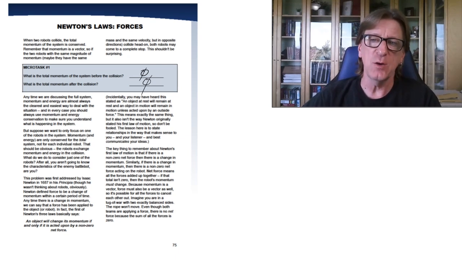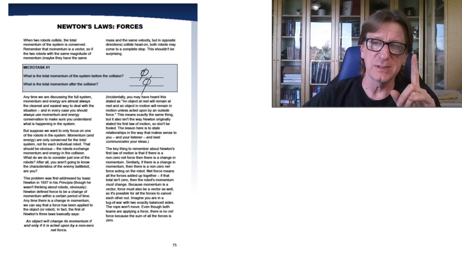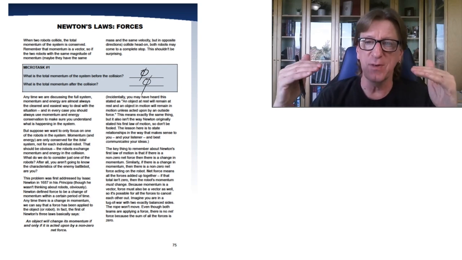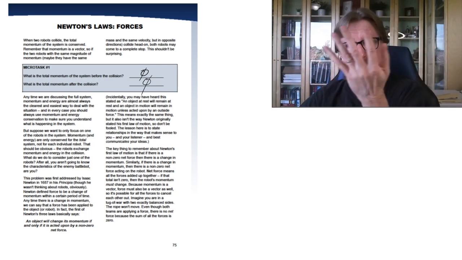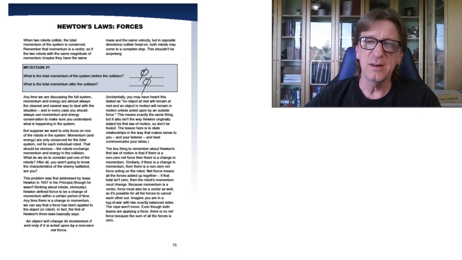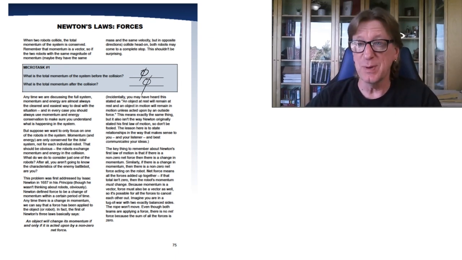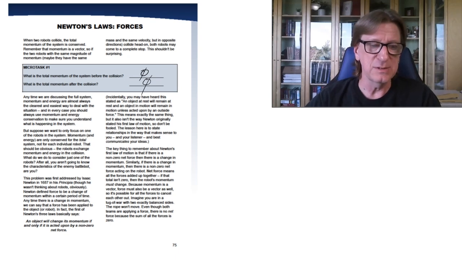But what if I only want to look at one of the robots? So if I have this robot and it collides with something, then its momentum is going to change. And that seems to be magic, right? Because that momentum is coming from somewhere. We don't know where. So this problem was first addressed by Isaac Newton in around 1687 or so. He wrote this book called The Principia. And in that, he laid out his 3 laws of motion.